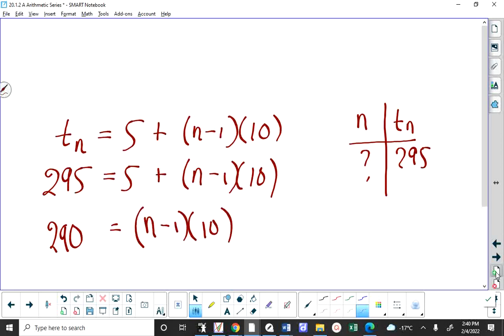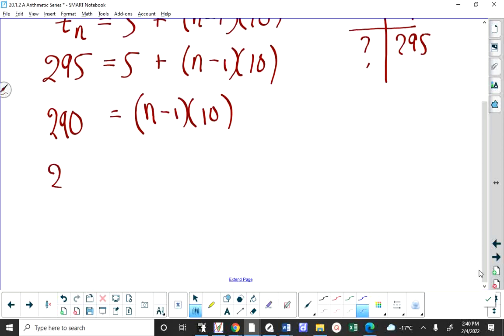I'm trying to get into the brackets where I have that n minus 1, so I have to peel off that 10. I'm going to divide both sides by 10 to get 29 equals n minus 1, which means you add 1 to both sides and get n equals 30.